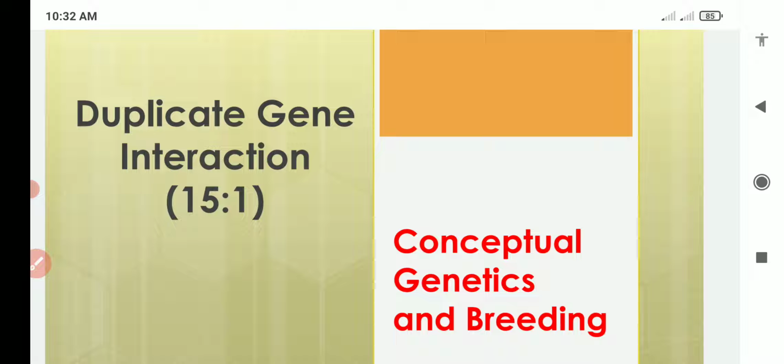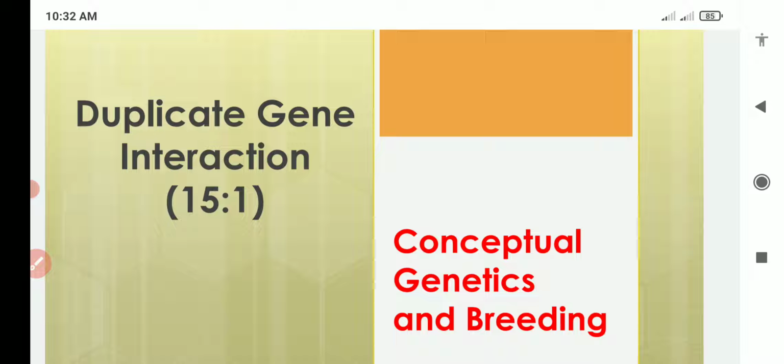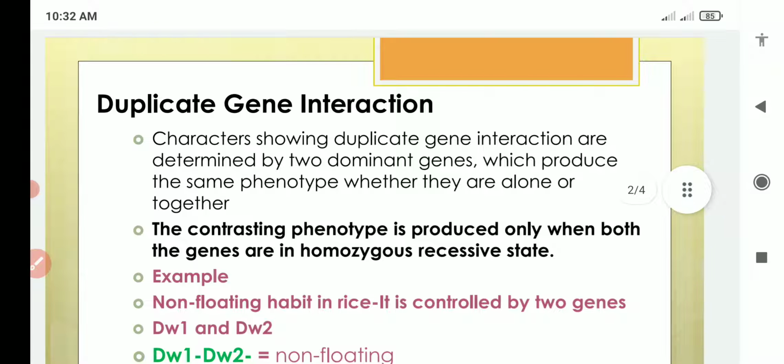So today we are going to discuss another gene interaction, that is duplicate gene interaction. In this gene interaction, the F2 ratio will be changed into 15:1 from 9:3:3:1. So let's start today's topic. First of all, what is duplicate gene interaction?